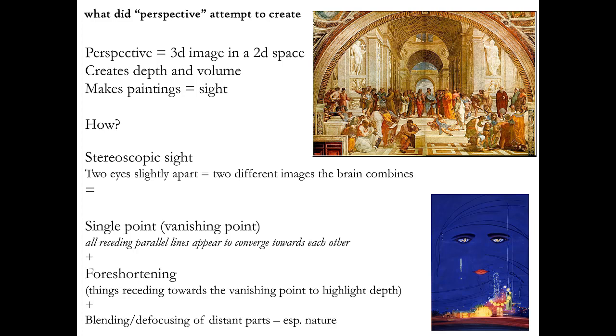So that's one way. The second way is foreshortening. Things recede towards the vanishing point to highlight depth. They get smaller. They get more blurry. They defocus, especially if you use nature. Da Vinci's Last Supper has nature outside the window. But it's blurry. It's a little green. You've got a hill, you've got some sky. But the idea is to show things falling away, getting smaller, receding.